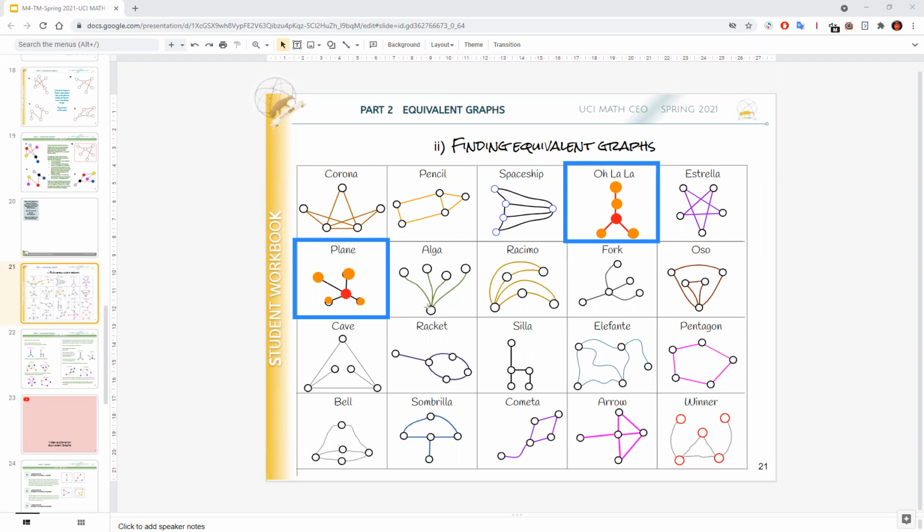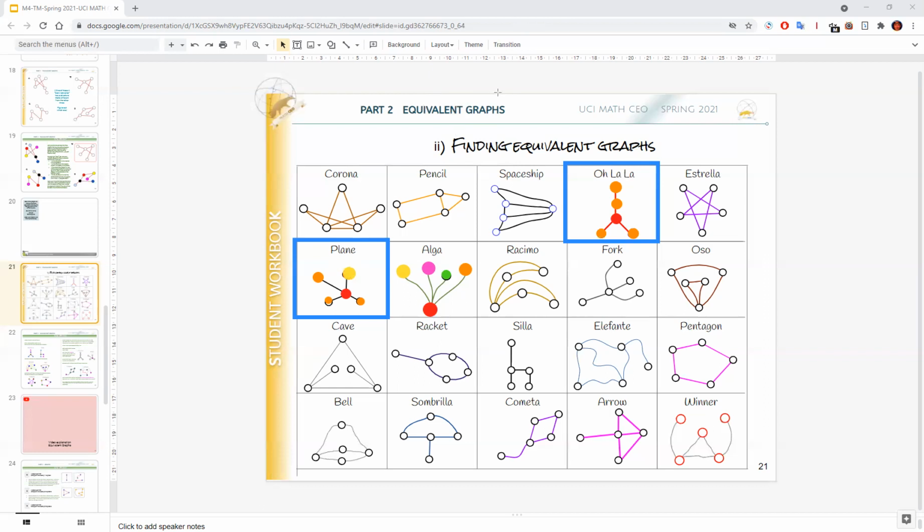Let me tell you which graph is equivalent to plane. And it's just right there, alga. So actually alga has a center, right? Meaning in graph theory, a point that connects to all other points. And let me use actually all colors, different colors, to make sense of this. And so let's try to do what I did in alga, let's do it in plane.